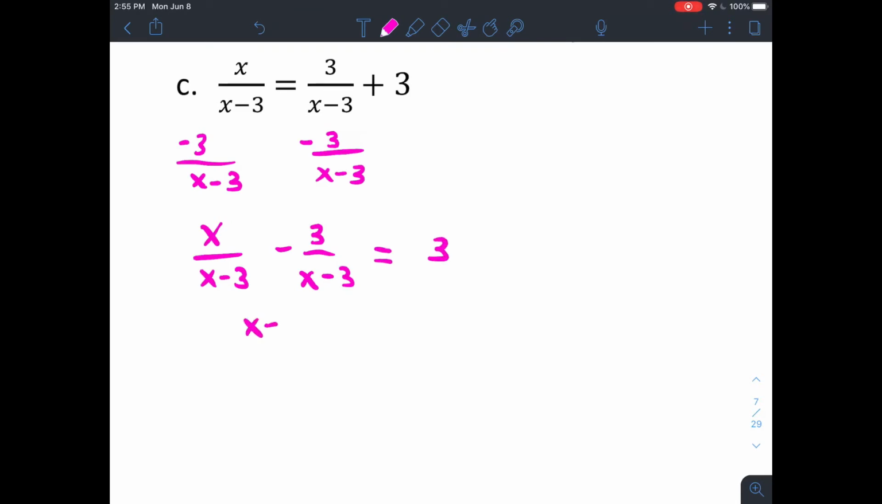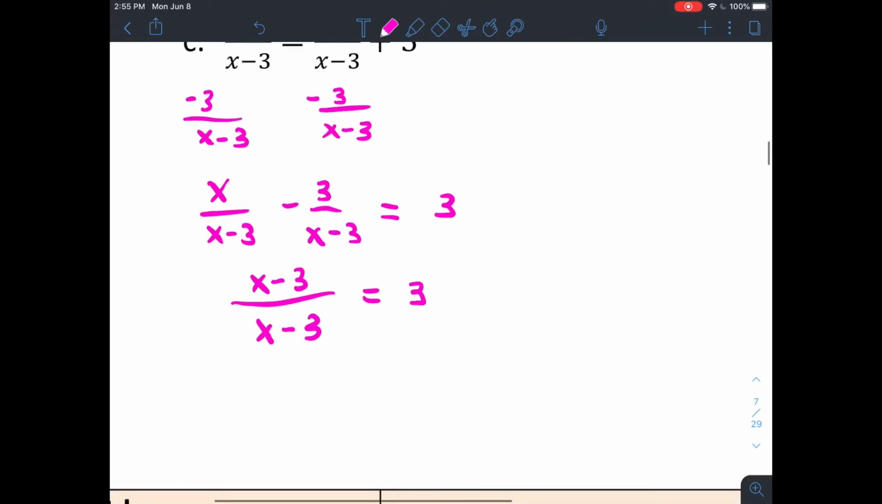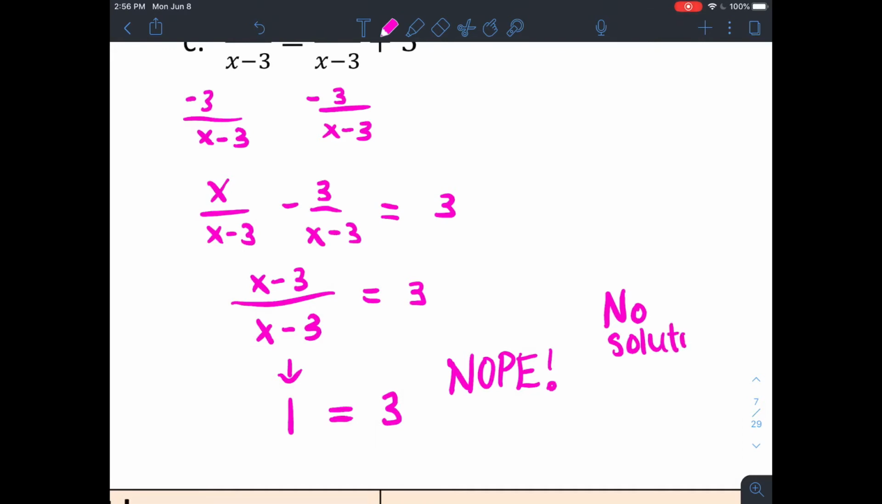And then if you go ahead and combine them into a single fraction, you have x minus 3 over x minus 3 equals 3. But anything divided by itself is equal to 1, so I come up with 1 equals 3. Well, 1 is not so much equal to 3, so that means this is going to have no solution.